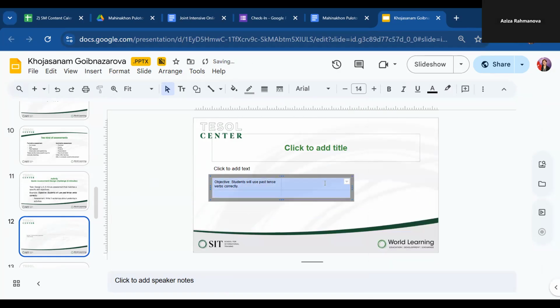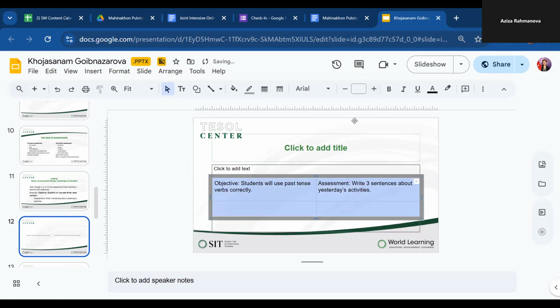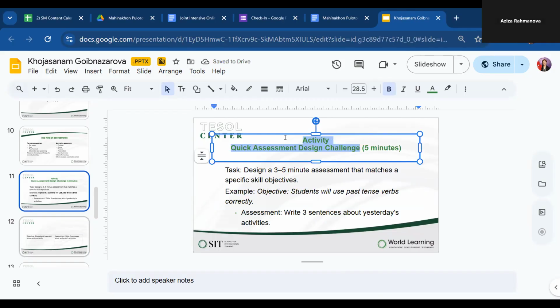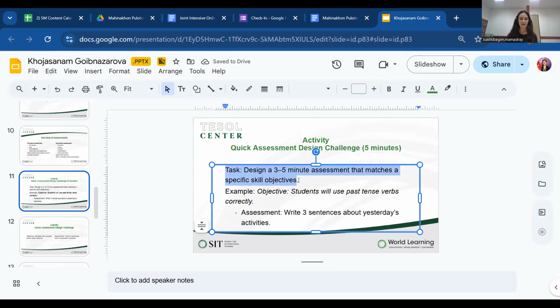I don't know, but I cannot use my chat. Why, I have no idea. You can say it orally. You can unmute your voice. Okay. So let me think.